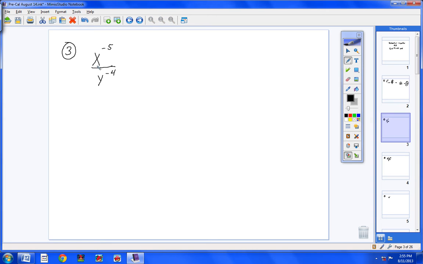Okay, let's take a look at number 3. Now, this one's not too difficult. I have x to the negative 5 and y to the negative 4. So if I pick up this y to the negative 4 and I bring it up top like that, then my 4 is going to become positive. And if I take this x to the negative 5 and I bring it down here to the bottom like that, then my 5 is going to become positive. And that's it. We're finished.